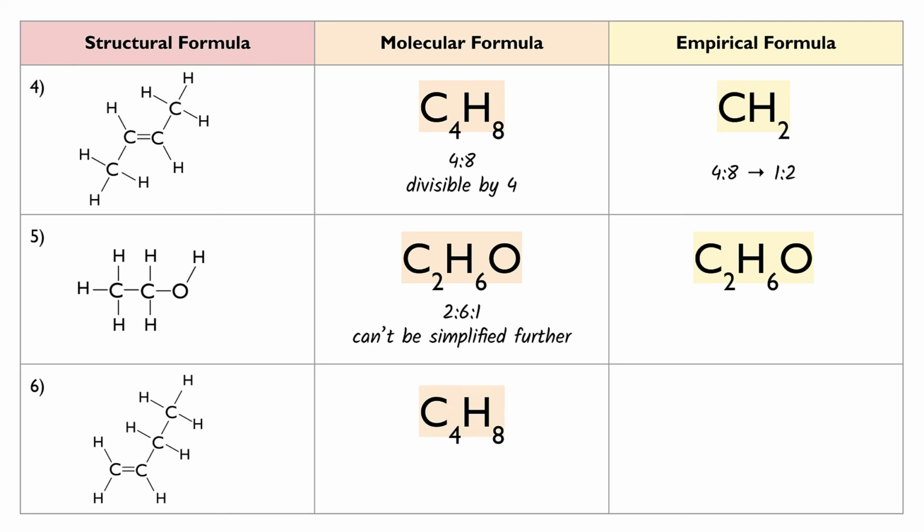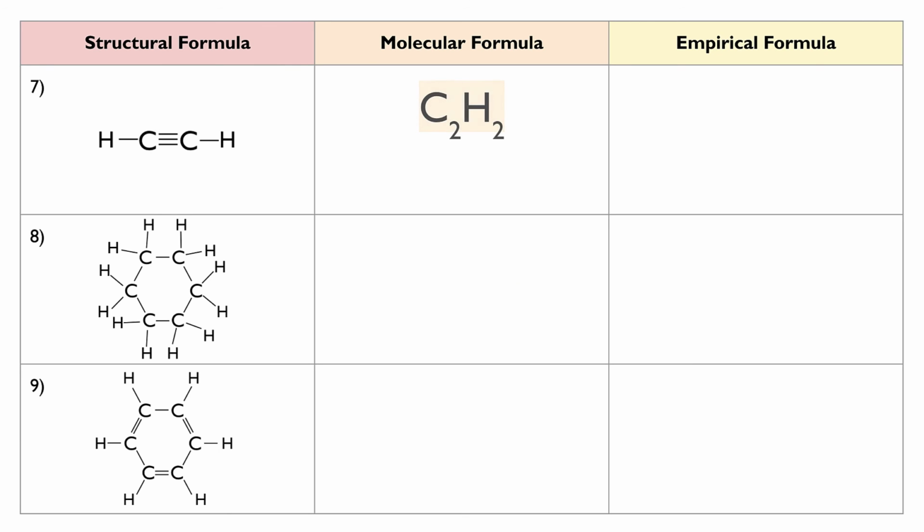Number 6, just like with number 4, I count 4 carbon atoms and 8 hydrogen atoms. So it seems like these 2 compounds, number 4 and number 6 here, have different structural formulas, but the same molecular formula. Interesting. This is again a ratio of 4 to 8, so just like the answer for number 4, we end up with an empirical formula of CH2 again.